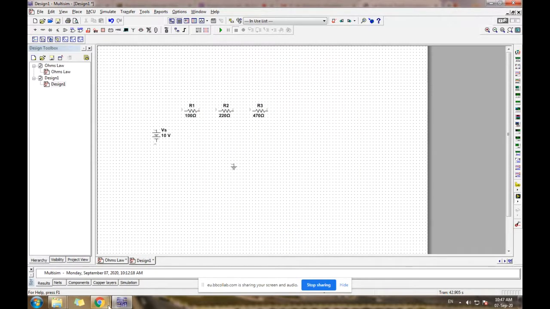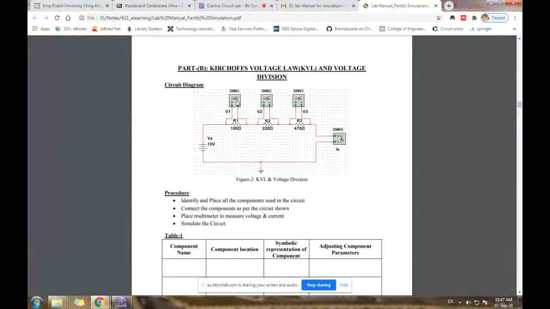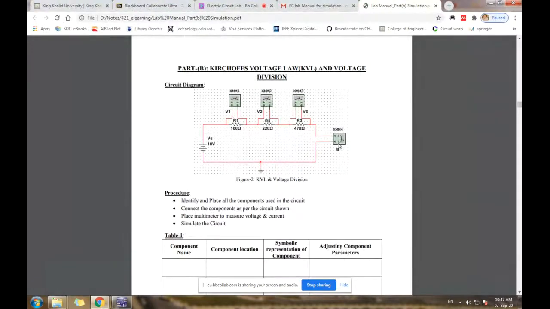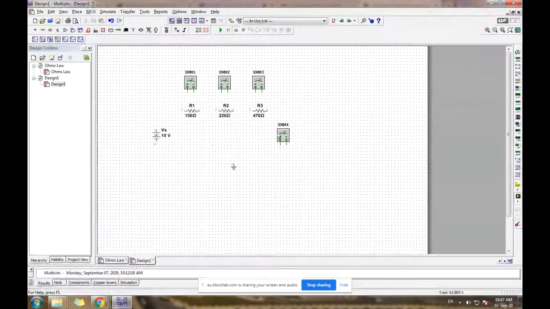How to select the components? Next, how many instruments do we have? We have one, two, three, four instruments. These three are used to measure the voltage. The fourth one is used to measure the current. Okay, so let us take it. From the multimeter, keep it here. Okay, and another multimeter. This is XMM multimeter one, multimeter two, another one, multimeter three, another one, multimeter four. Okay, but you can see in the lab manual that multimeter 4 is rotated. So let us rotate this multimeter 4.